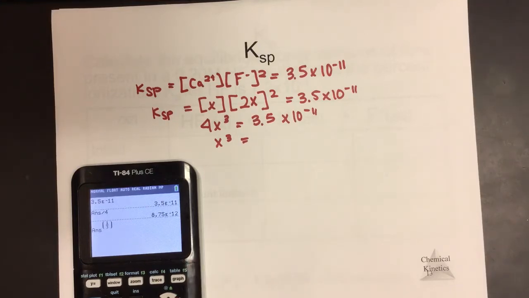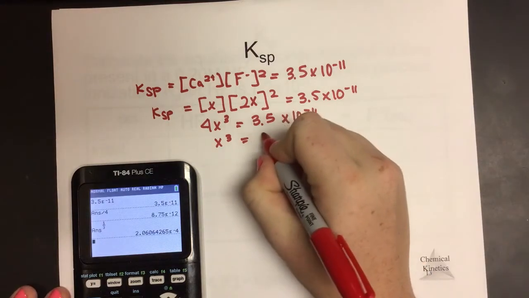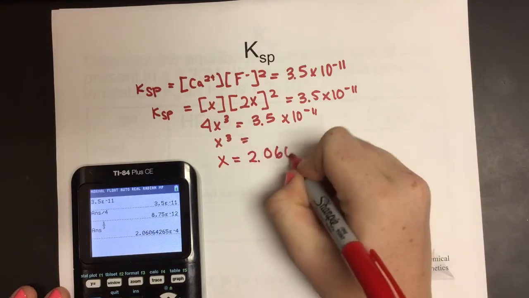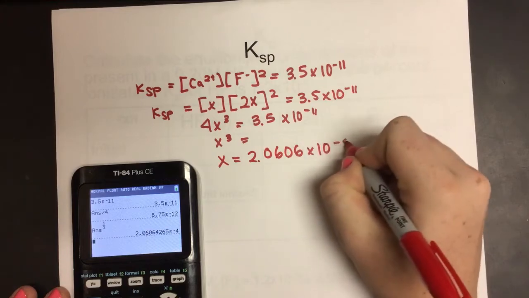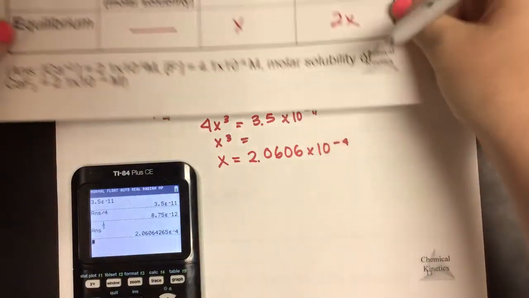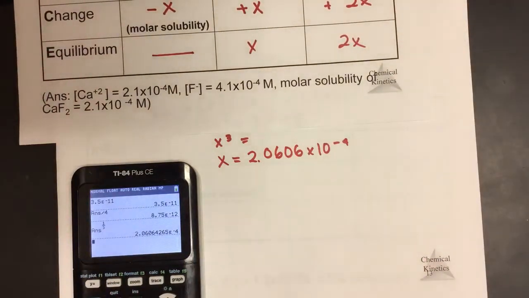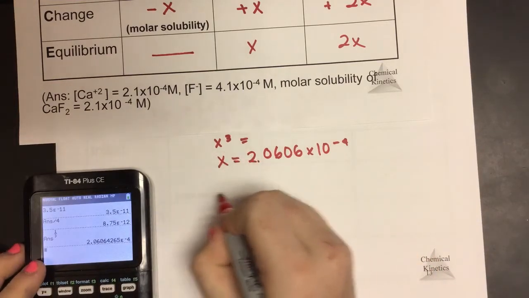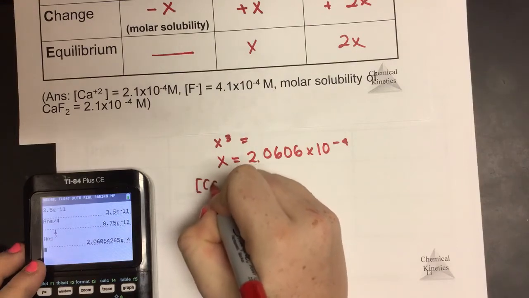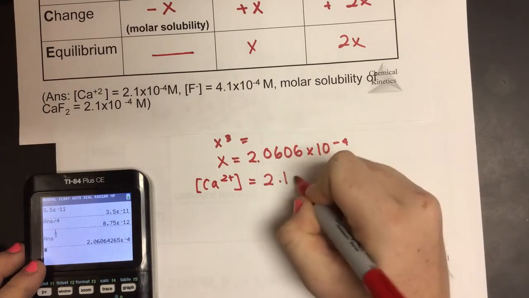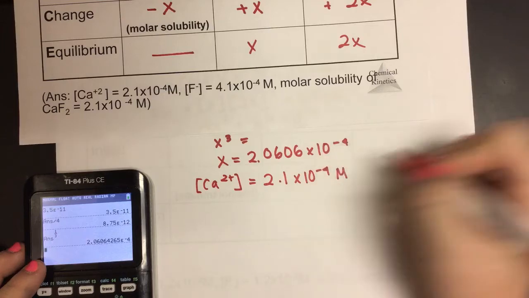And for that, we get x equals 2.0606 times 10 to the negative 4th. And so from there, if you look back at our ICE table, x represents the concentration of the calcium ion, and so the concentration of Ca2 plus equals 2.1 times 10 to the negative 4th molar when you take into account sig figs.